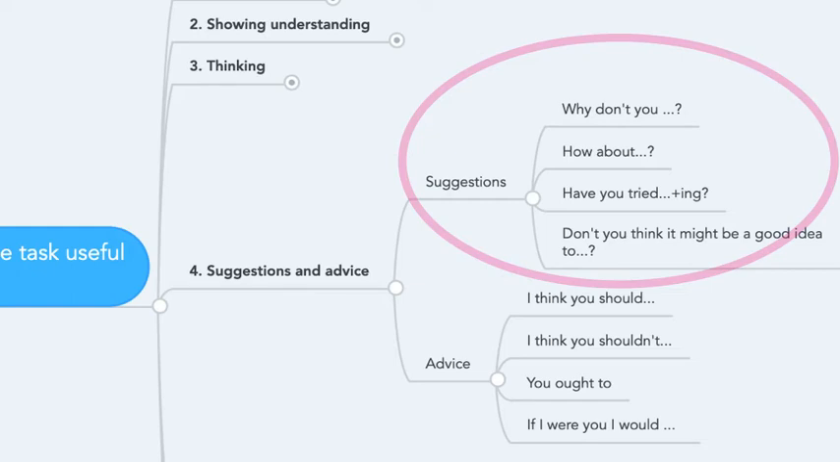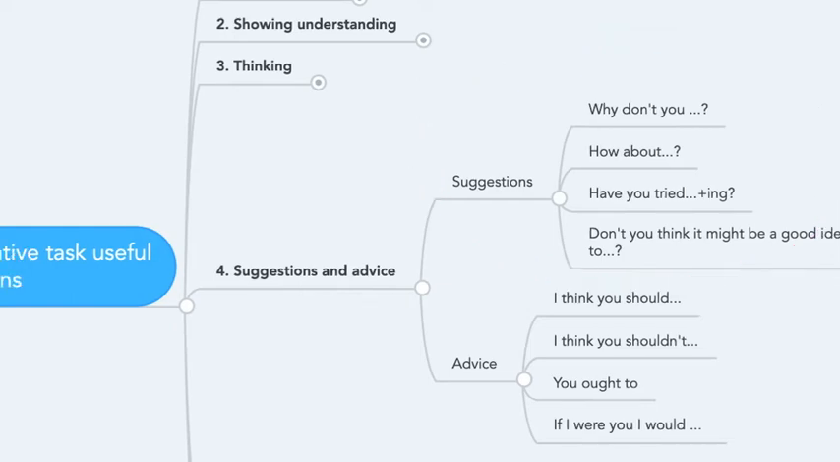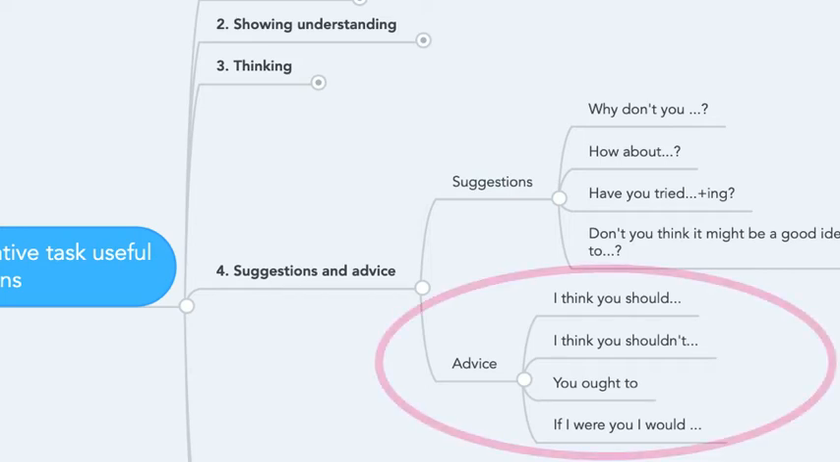After how about and have you tried, the verb is in ing. For example, if you say, why don't you go to the university? You would say, how about going to the university? Or have you tried going to the university? Or even, don't you think it might be a good idea to? That's for suggestions. And now we're going to move on to advice. So, advice.